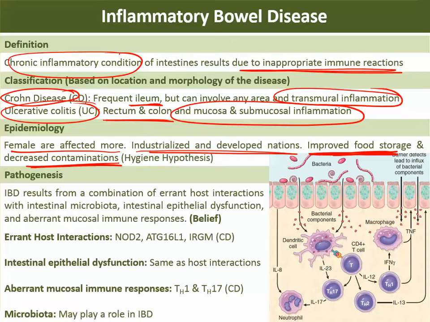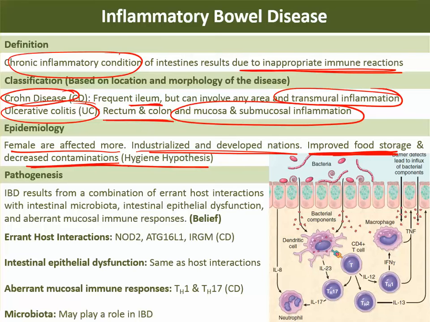What happens is our immune system is made to kill any contaminated food if it enters the GIT. What happens if the person is not taking any contaminated food? The immune system goes for an inappropriate reaction. So this theory is called the hygiene hypothesis.